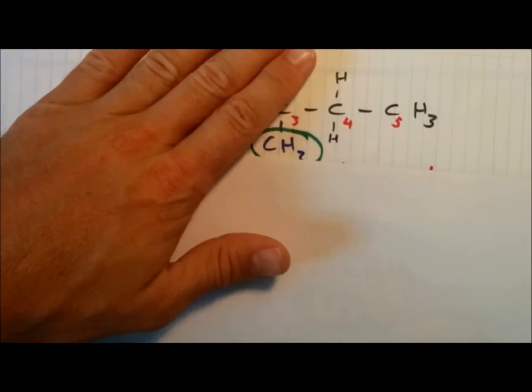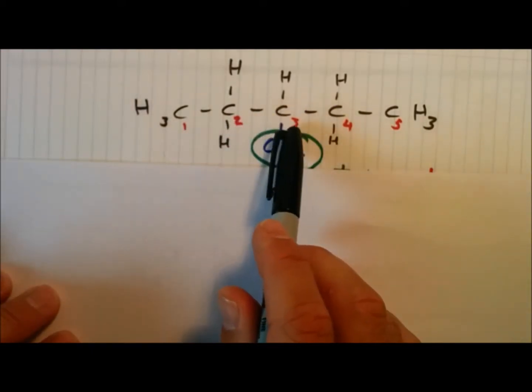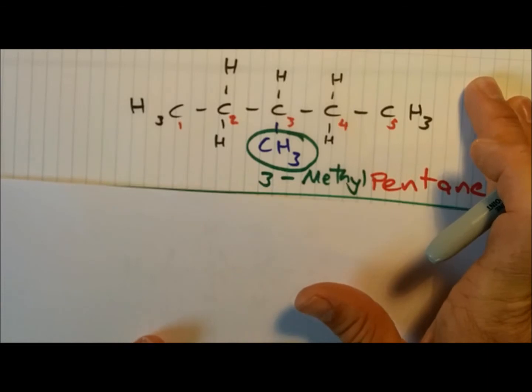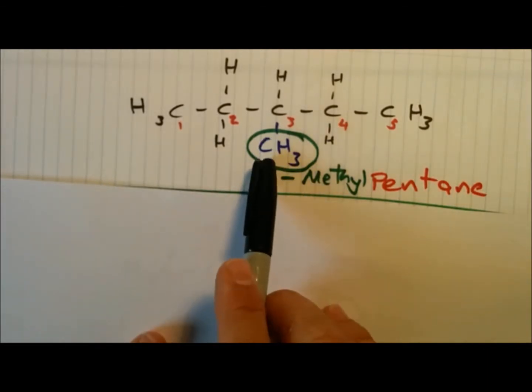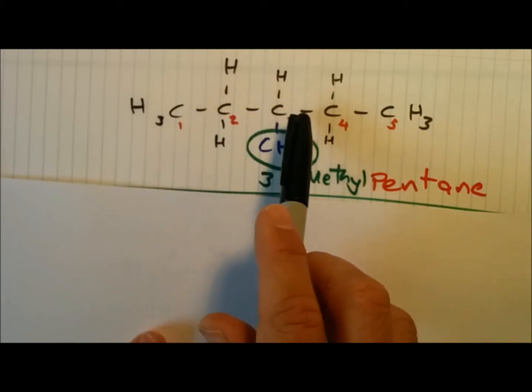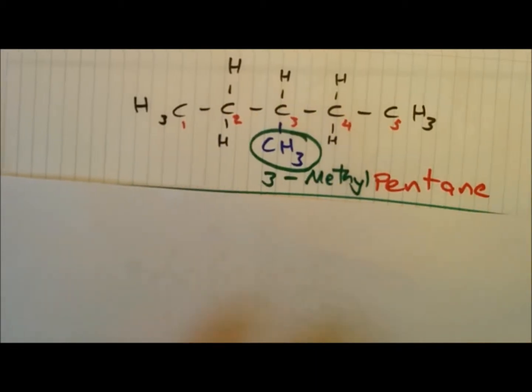So if we look at these two examples that I have for you here, when we number it, you can see we've got 1, 2, 3, 4, 5 carbons, so it is going to be pentane. It's got 1 carbon in the side chain, so it's methyl, and it's on the 1, 2, 3, third carbon, so it's 3-methylpentane.